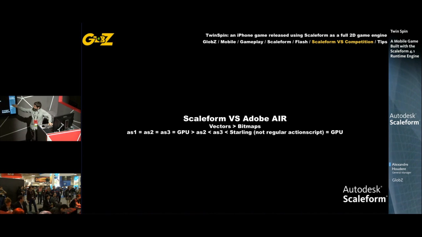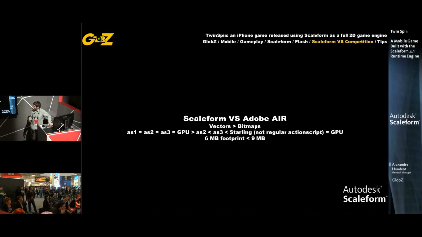And the latest Adobe AIR, again 3.2, uses a new API they call Starling. To benefit from the GPU acceleration, you have to use a new API, and it's not regular ActionScript code. So before that you had to rewrite your games from AS2 to AS3, and then rewrite AS3 to Starling. But with Scaleform, even an AS1, AS2, AS3 game can still benefit from the GPU.